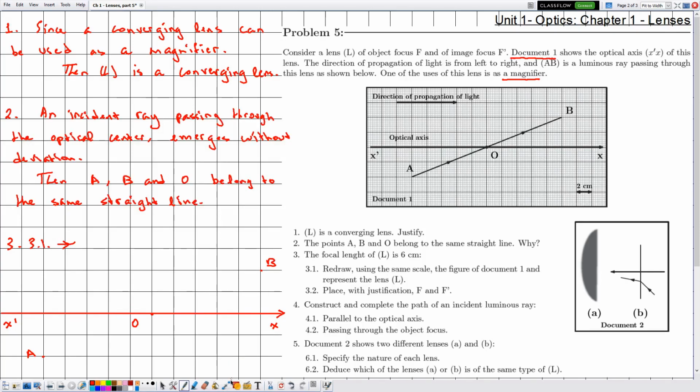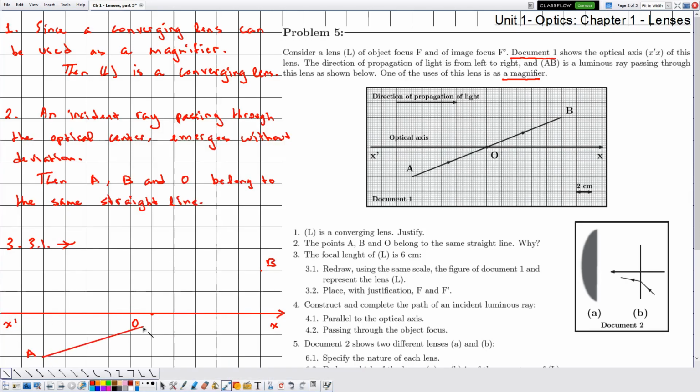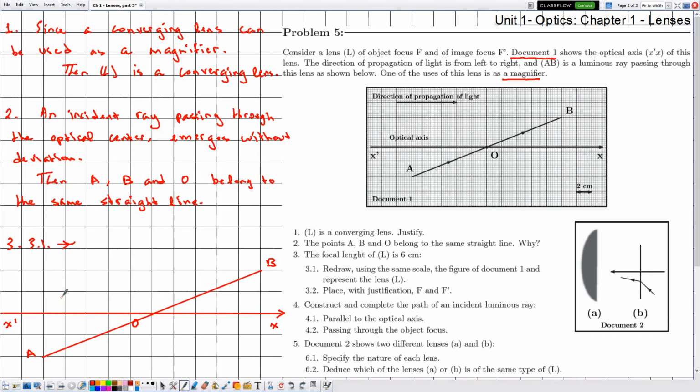Then AO corresponds to an incident ray, and OB is its emergent ray. And we don't forget arrows on light rays that indicate the direction of propagation of light, incident rays as well as emergent rays. And the scale along the axis is given by 2 centimeters.